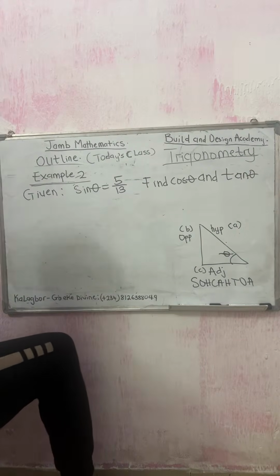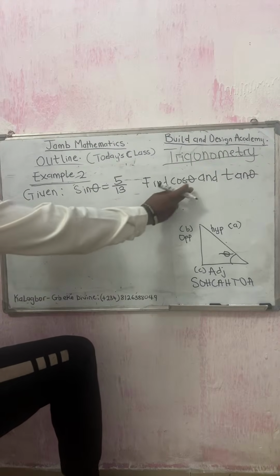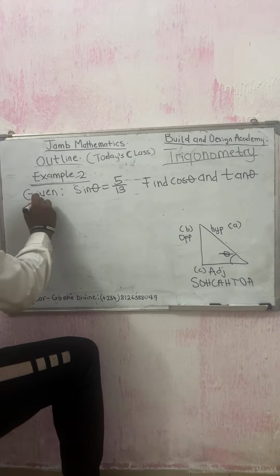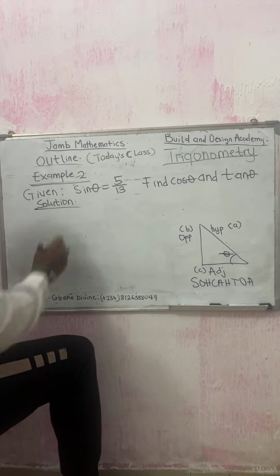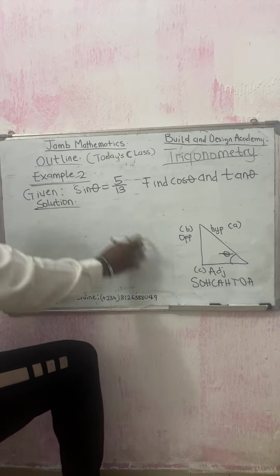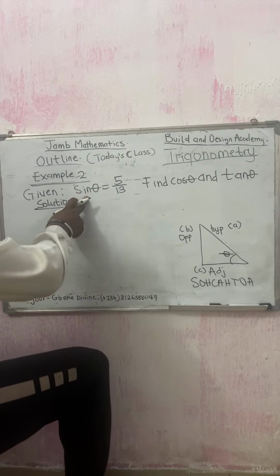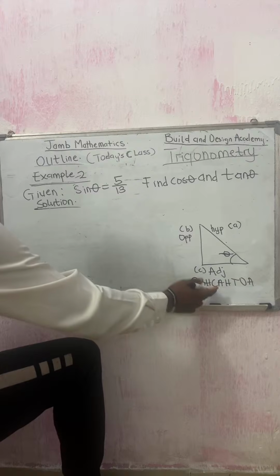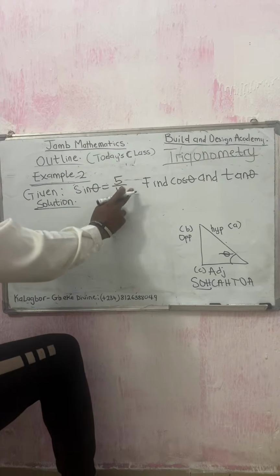So in this example, we're only given sine theta as 5 over 13. We are asked to find cos theta and tan theta. So what's the first step? Solution. My first step will be to represent this in form of SOHCAHTOA. Now, this is sine theta, and sine theta is what? From SOHCAHTOA, we have sine theta as opposite over hypotenuse. So opposite should be the top, and hypotenuse should be the what? Bottom. That's the numerator and the denominator.